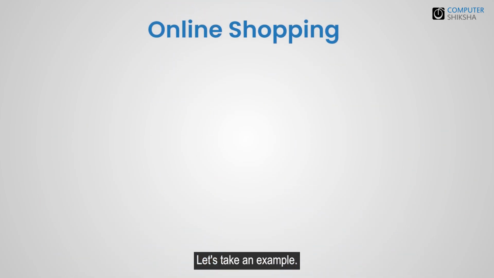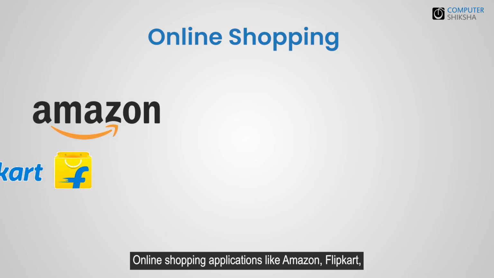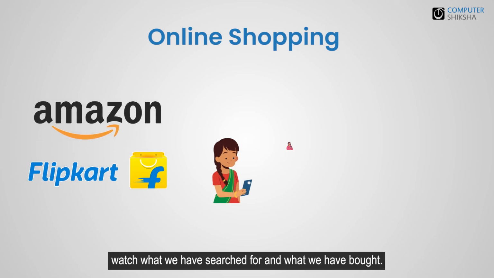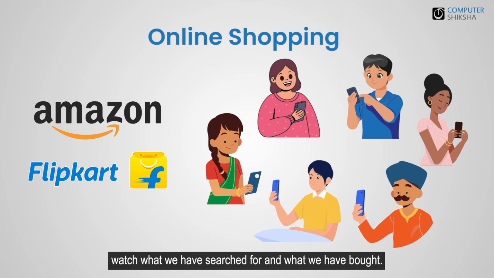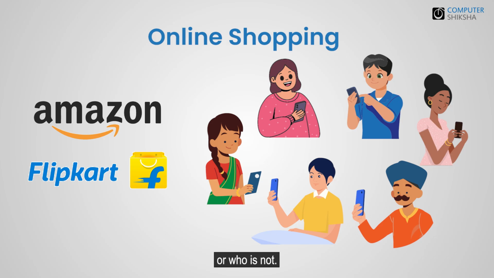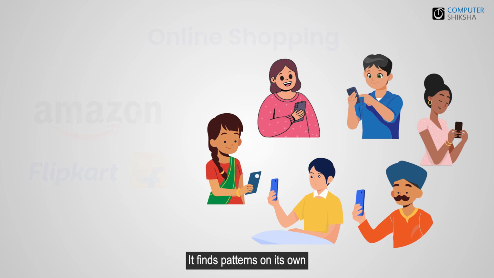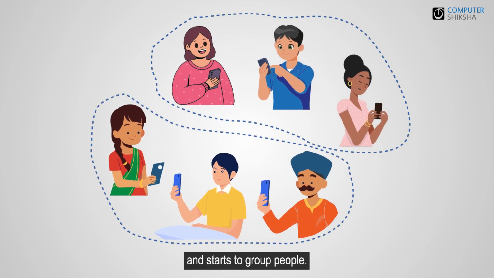Let's take an example. Online shopping applications like Amazon, Flipkart watch what we have searched for and what we have bought. Nobody tells the AI who is a fan of sports or who is not. It silently watches what people search for and what they buy. It finds patterns on its own and starts to group people.